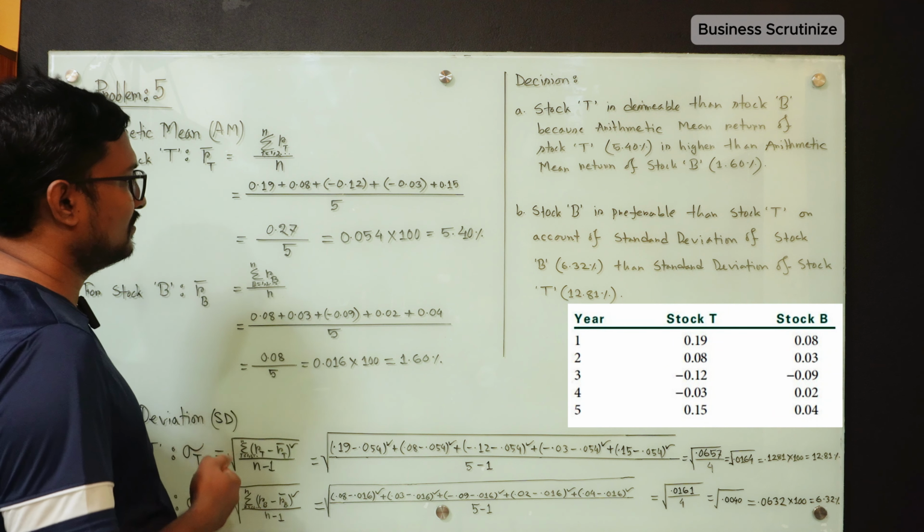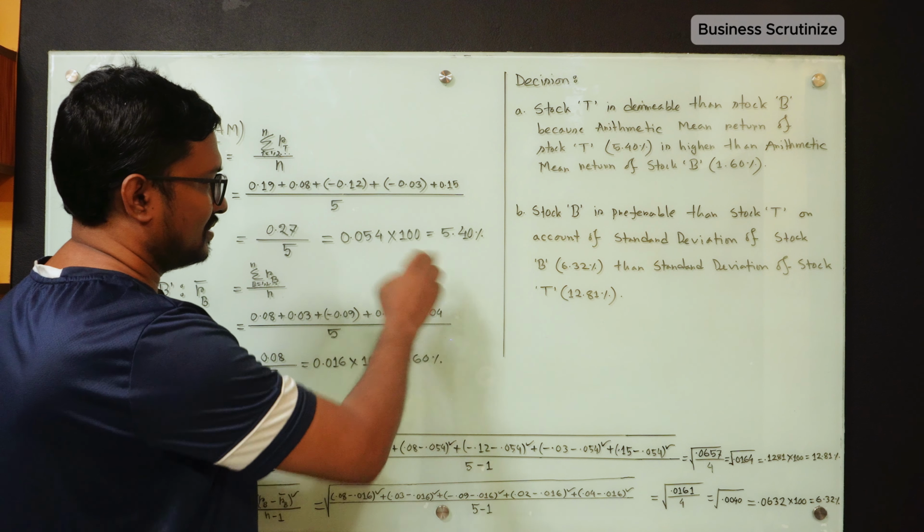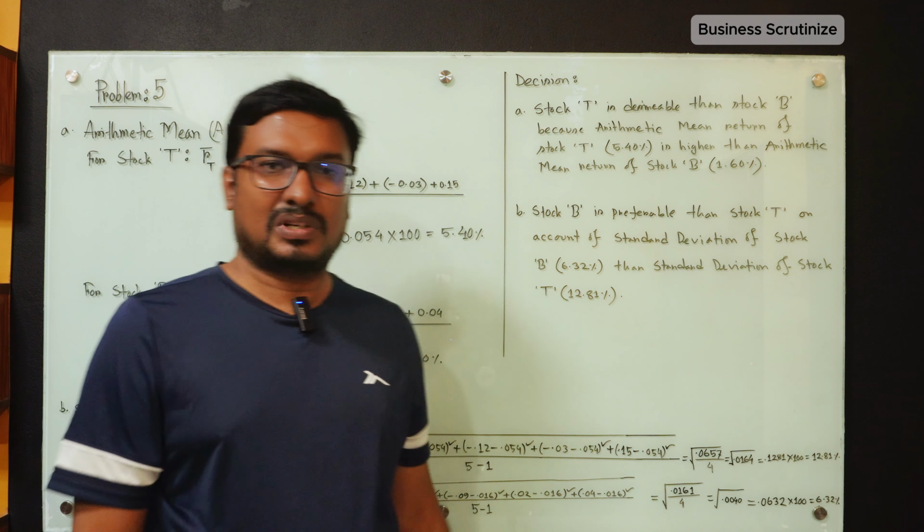If we want to make a decision for requirement A in problem number 5, we can say that stock T is desirable. Why is stock T desirable? Because the result for stock T is 5.4%, and for stock B it is 1.6%. So the annual arithmetic mean return of stock T is higher than that of stock B.